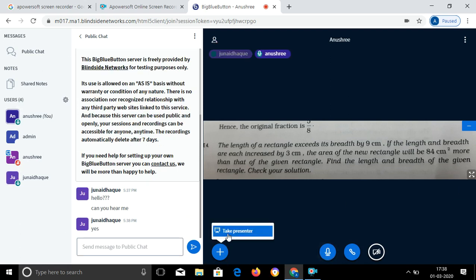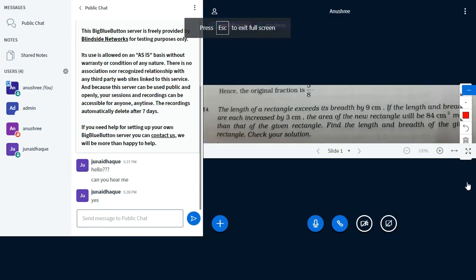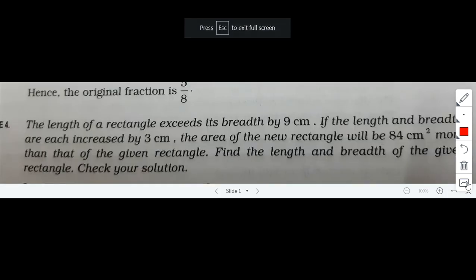Yes. Okay. So this is the question actually. Read out the question and tell me what's your understanding. Wait, it's at the bottom part. You know where it says hence the original fraction is 5/8. Is that part of the question? No, that's the previous one. Read that.